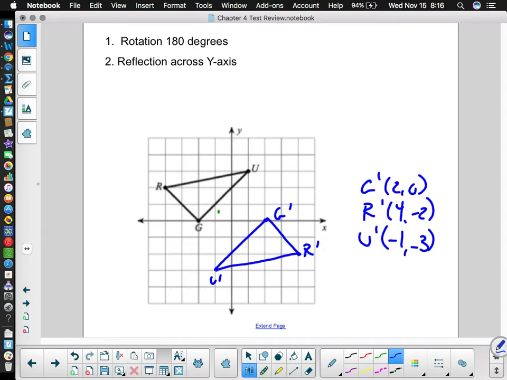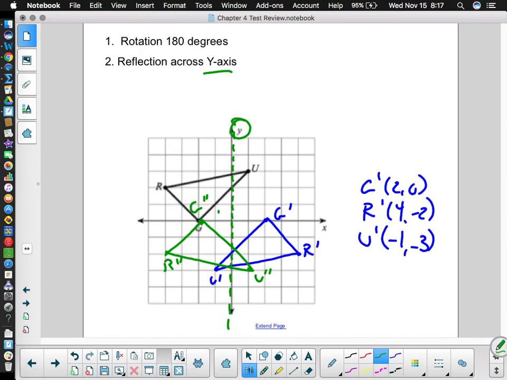Okay, then reflect it across the y-axis. So U double primed, the y-axis is this one here. Again, we're reflecting the image. So U double primed is there. R double primed is all over here. G double primed is actually right there at the original G spot. And there we go.